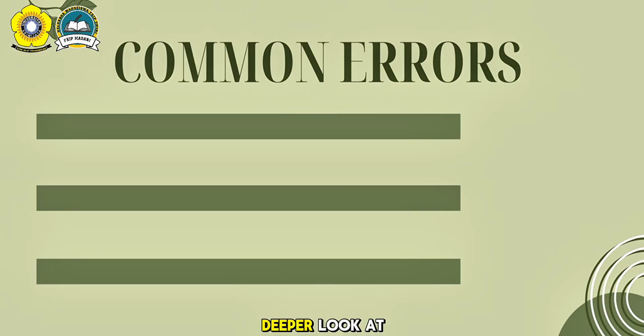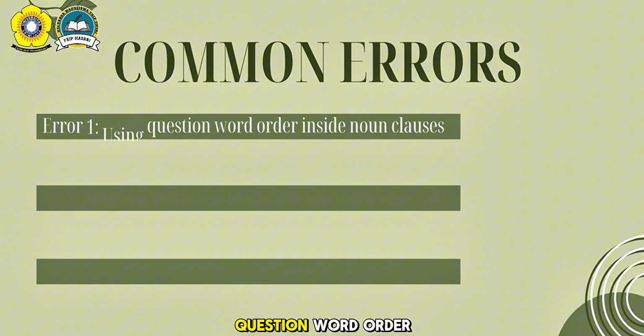Now, let's take a deeper look at the most common mistakes students make when using noun clauses. I will explain why they happen, why they are wrong, and how to fix them, so you can avoid them completely. The first error is using question word order inside noun clauses. This is the number one mistake. Students often copy the structure of a question directly into a noun clause. But remember, a noun clause is not a question, even if it starts with a question word.